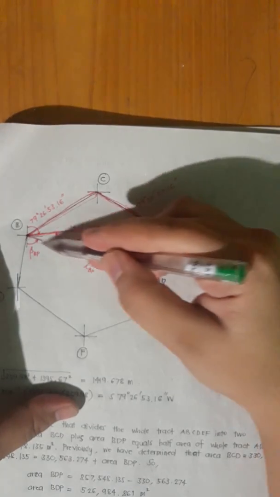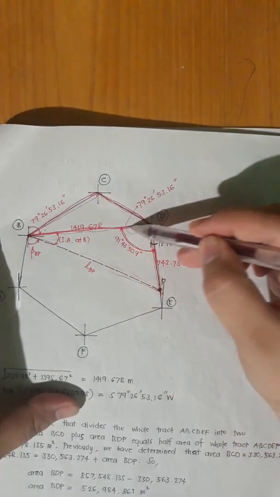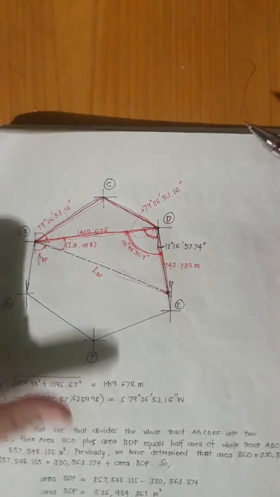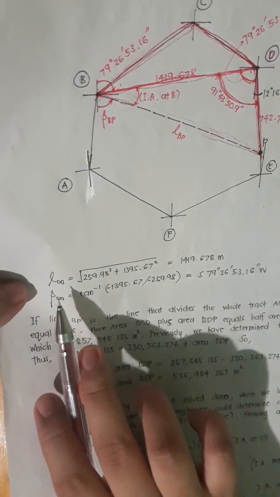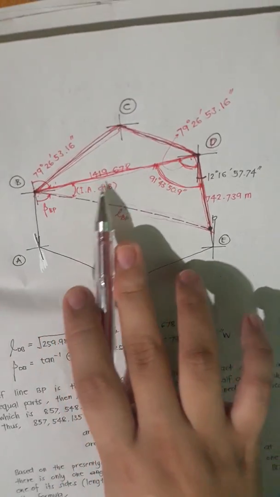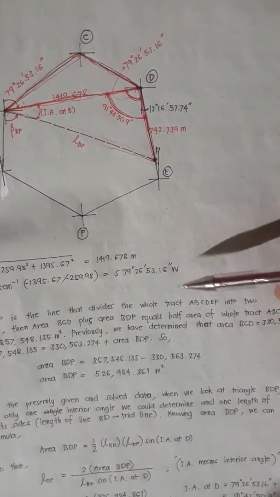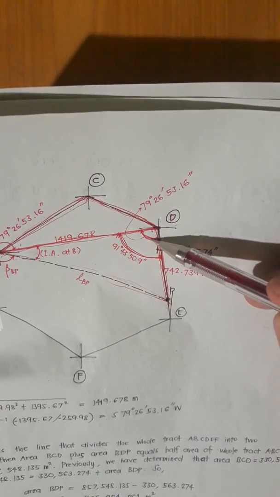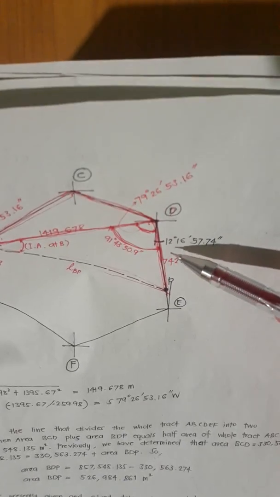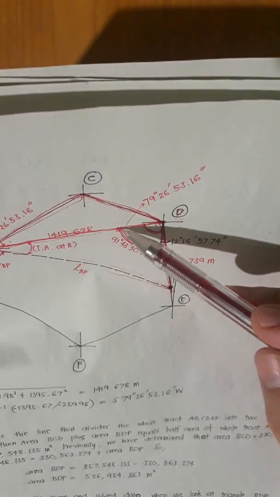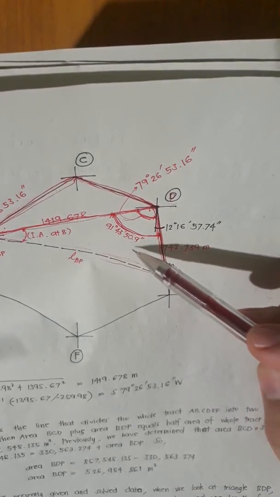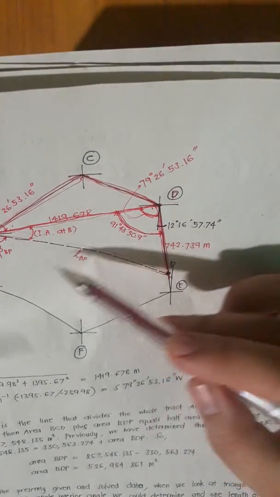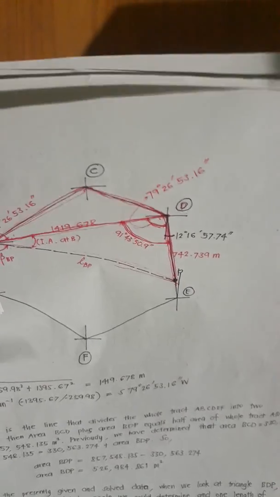Now, if we already have the area of this triangle, the length of one of the sides and this interior angle, then using one of the formulas for the area of a triangle, we could get the length of this side. We have the length and the bearing of line DB. That's 1419.678 right here, and the bearing is 79 degrees 26 minutes 53.16 seconds. And we know that the bearing of line DE is 12 degrees 16 minutes 57.74 seconds. Therefore, for the interior angle at D, you just add the two: 79°26' plus 12°16' gives 91 degrees 43 minutes 50.9 seconds. So for this triangle BDP, the interior angle at station D is 91 degrees 43 minutes 50.9 seconds.